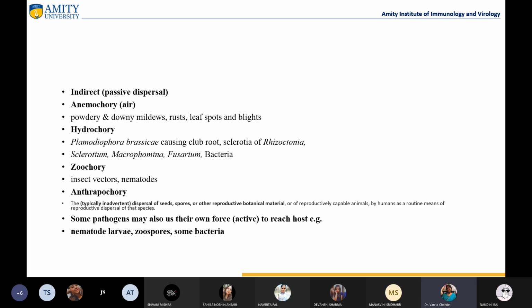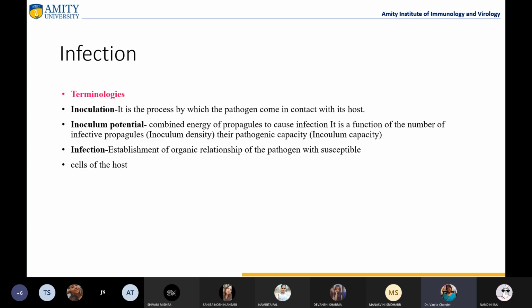They are not the established way of transmission, but it is happening. Then some pathogens may also use their own force to reach the host, such as larvae. Larvae can move, right? Nematode larvae and zoospores can move through the water, and some bacteria can move on their own. They can reach the healthy plants and get transmitted. Then we have an infection. So after all these things are happening, then there is an infection.